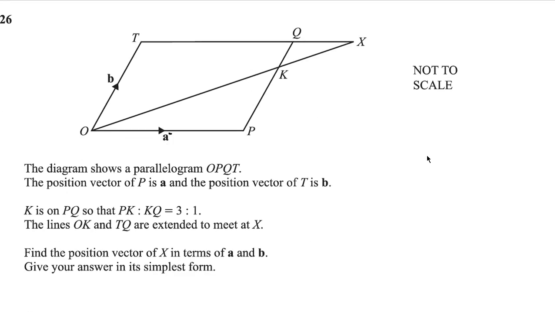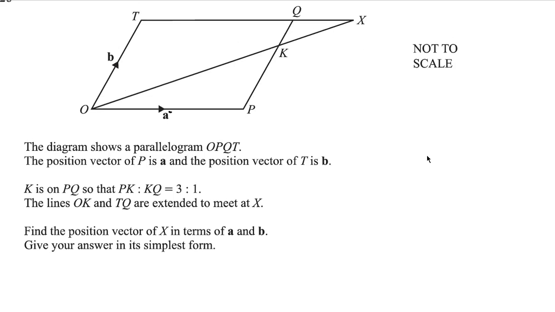Last question says, diagram shows a parallelogram OPQT. The position vector of P is a and the position vector of T is b. K is on PQ, so that PK to KQ is 3 to 1. The lines OK and TQ are extended to meet at X. Give the position vector of X in terms of a and b. Give your answer in the simplest form.